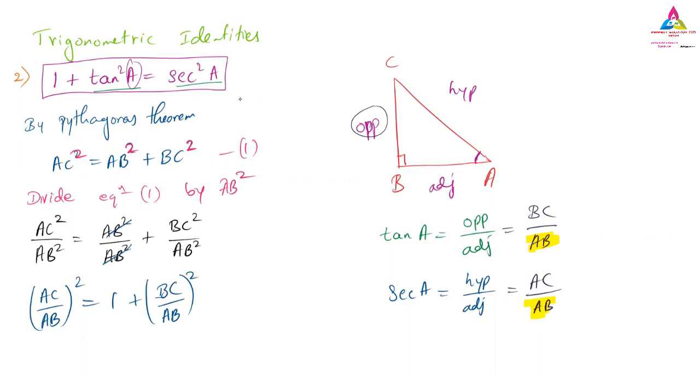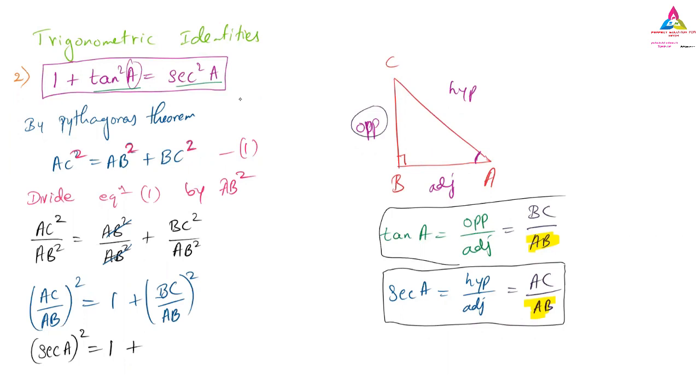Here, most importantly, what is AC by AB? Going back to this, AC by AB is secant A. So sec A, the whole square, is equal to 1 plus BC by AB. Again, BC by AB is nothing but tan A, the whole square.